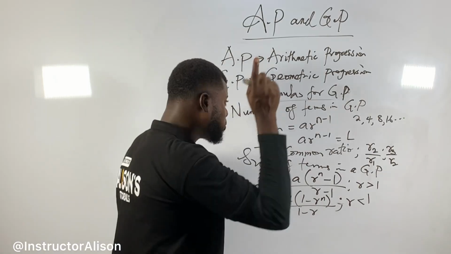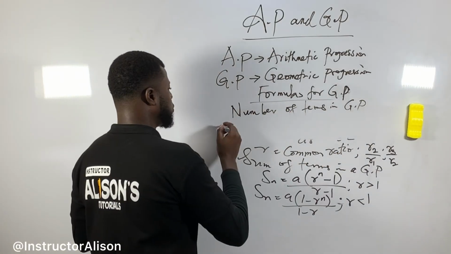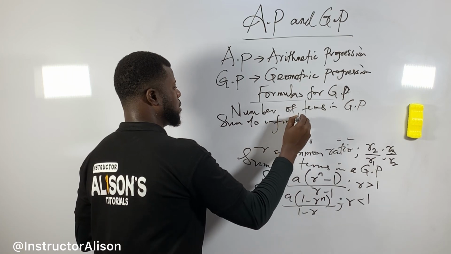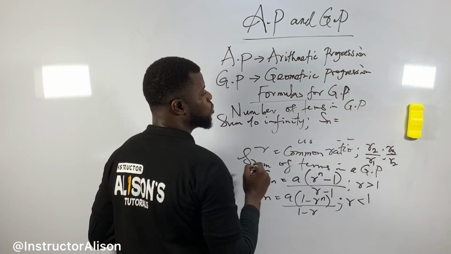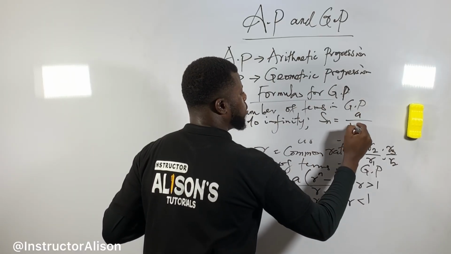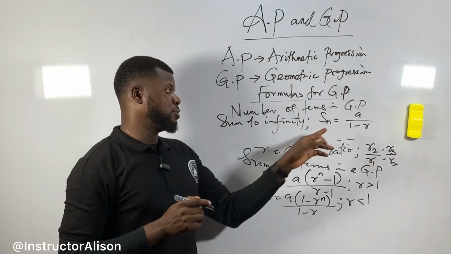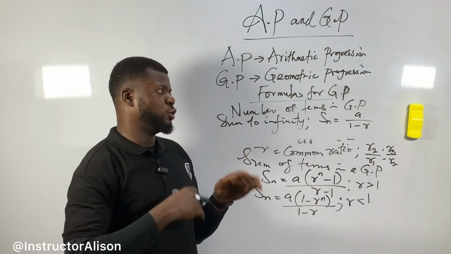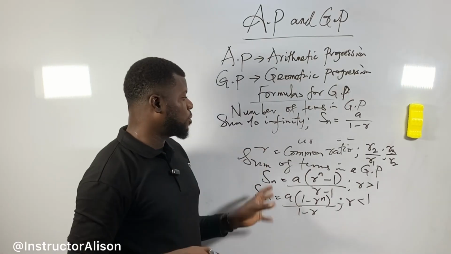Then the last one, sum to infinity. For that one we use this formula: S subscript infinity equals a over 1 minus r. Sum to infinity, we use this particular formula. It's as simple as that. I'm going to drop examples. We will tackle all the formulas we have used.